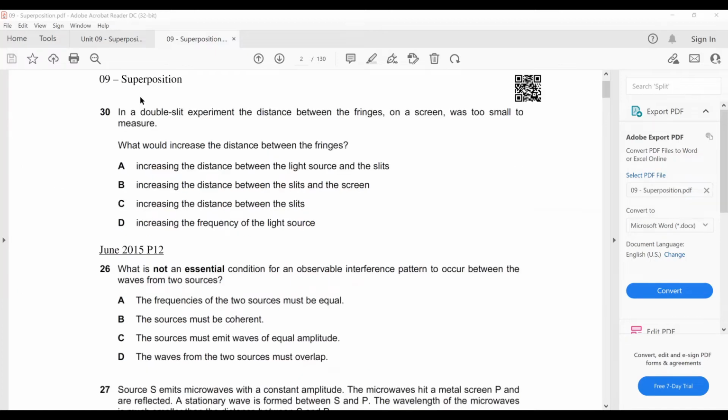Have a look at page 2 of your worksheet. Page 2 of your worksheet. Okay, right. So we start with the first question there.